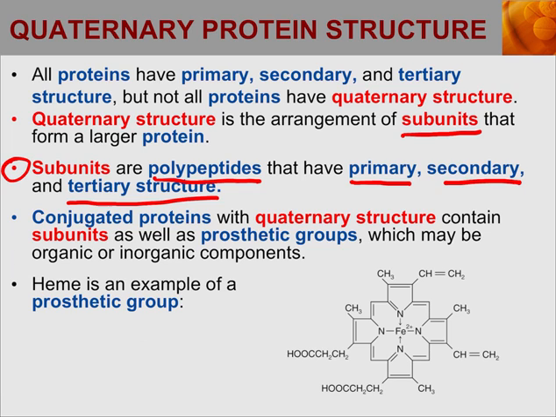Now, some proteins are conjugated, so remember that means that they have prosthetic groups. So conjugated proteins with quaternary structure, again, contain these prosthetic groups. So again, with hemoglobin, each piece of hemoglobin or each subunit had a heme group, which is shown here, and that is a prosthetic group.